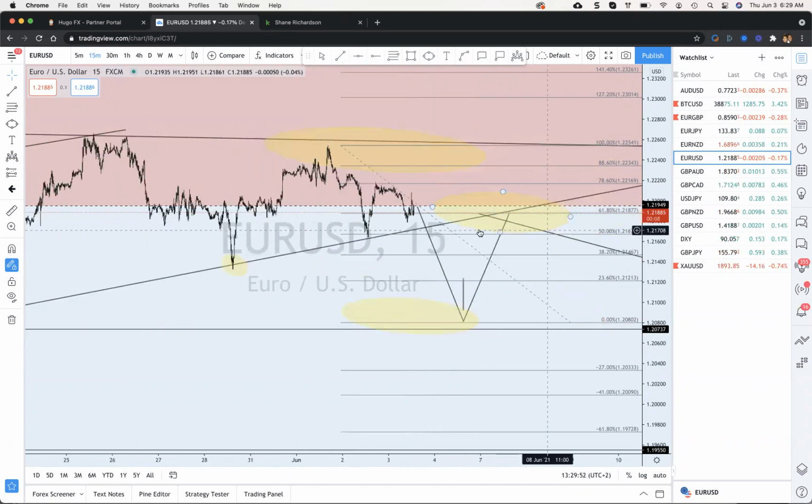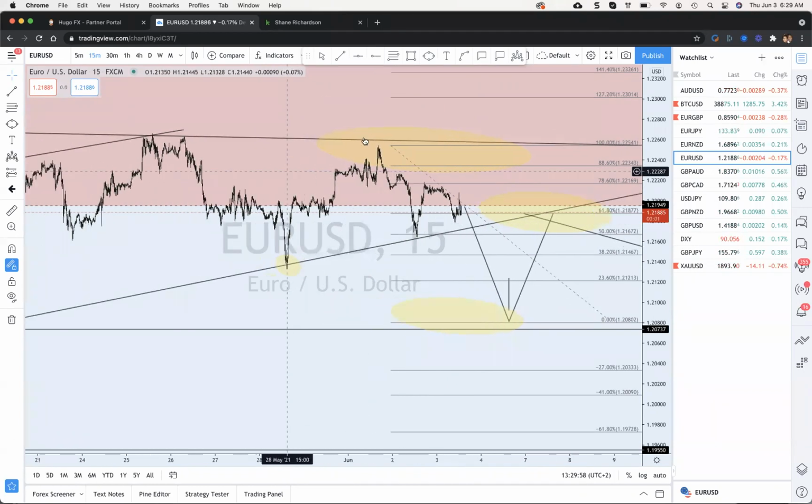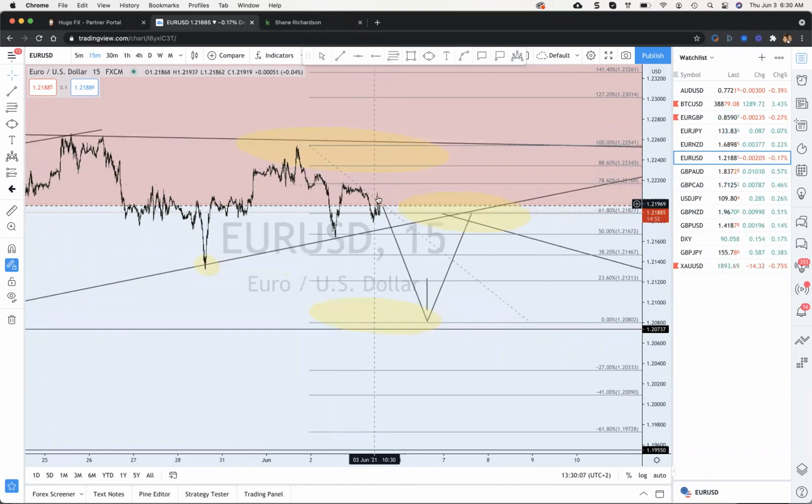Yeah, because it could reverse. It's not in the area that I'm comfortable entering. Structure-wise, it would have made sense to enter here because this is a supply zone and it came back up to retest here. Right now, it doesn't make sense for me to enter because it's kind of a la-la land.